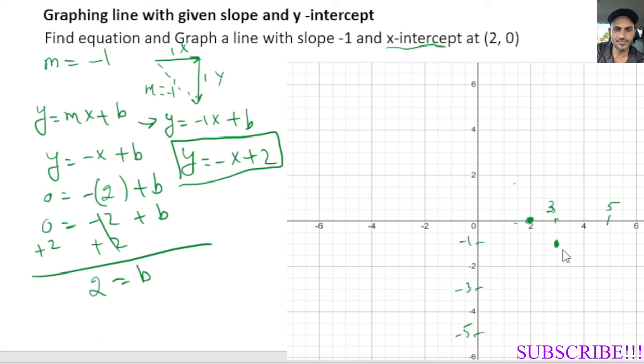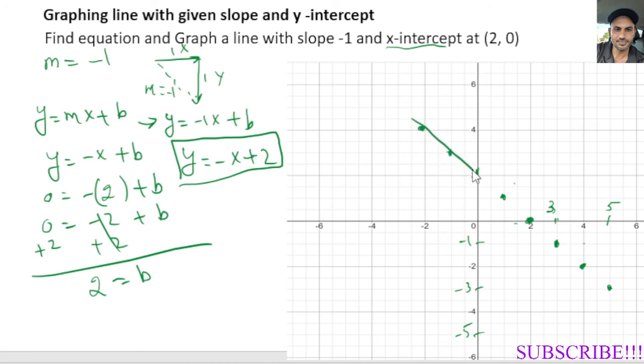So we move 1 unit to the right and it goes down by 1 unit. That's the slope of -1. 1 to the right, 1 unit down, 1 to the right, 1 unit down. And similarly, 1 to the left, 1 up, 1 to the left, 1 up, 1 to the left, 1 up, 1 to the left, 1 up, right here. So this is what the graph of this line looks like.